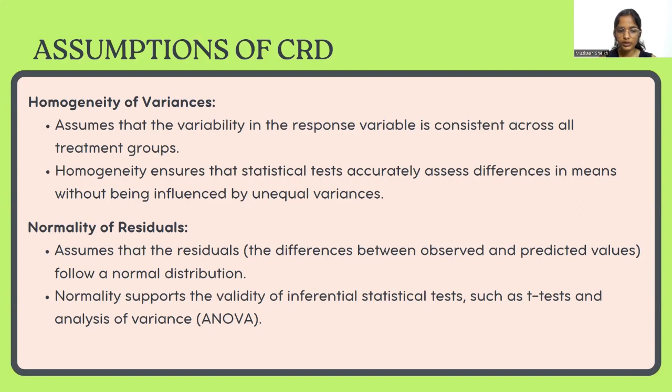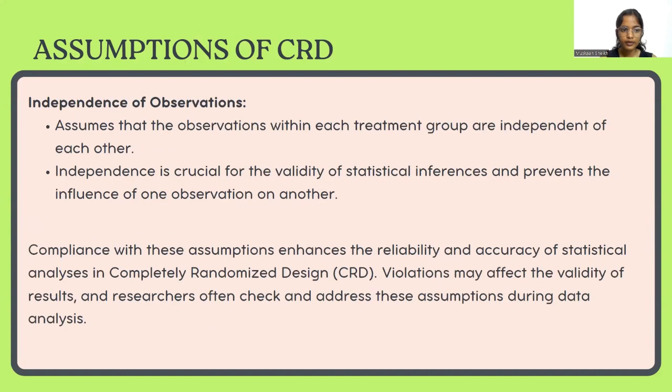Normality of residuals assumes that the residuals, the difference between observed and predicted values, follow a normal distribution. Normality supports the validity of inferential statistical tests such as the t-test and the analysis of variance, that is ANOVA. Independence of observations assumes that the observations within each treatment group are independent of each other. Independence is crucial for the validity of statistical inferences, and it prevents the influence of one observation on another.